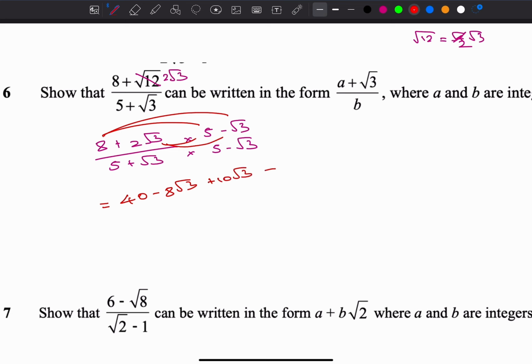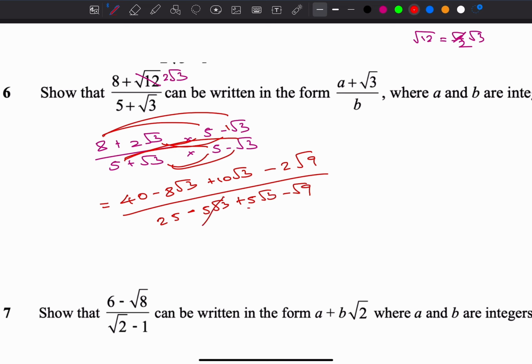Minus 2 times technically 1 anyway. That's just 2 root 9 over here and here, here and here. 25 minus 5 root 3 and here plus 5 root 3 minus root 9. Always remember that and that cancels. Yeah, of course. Root 9 is 3. This root 9 is also 3. 3 times 2 is 6.